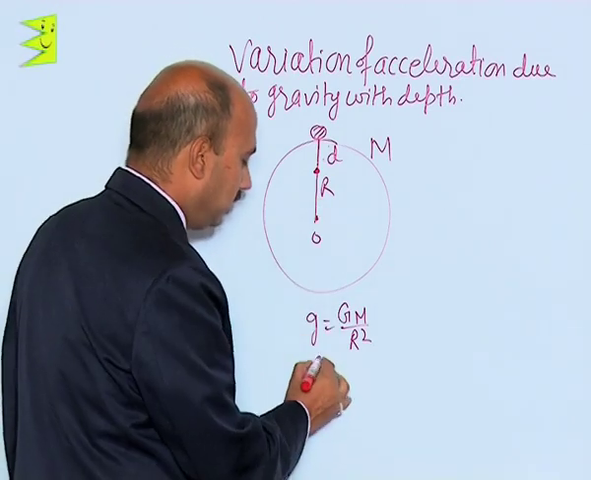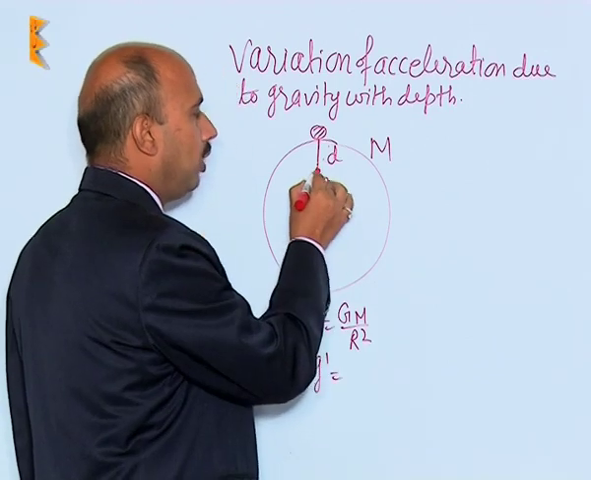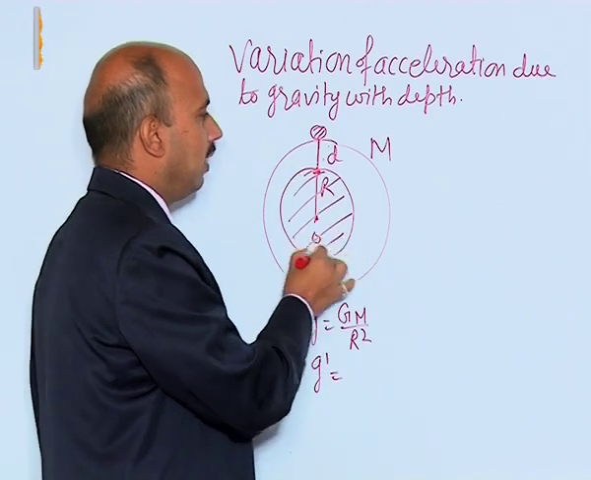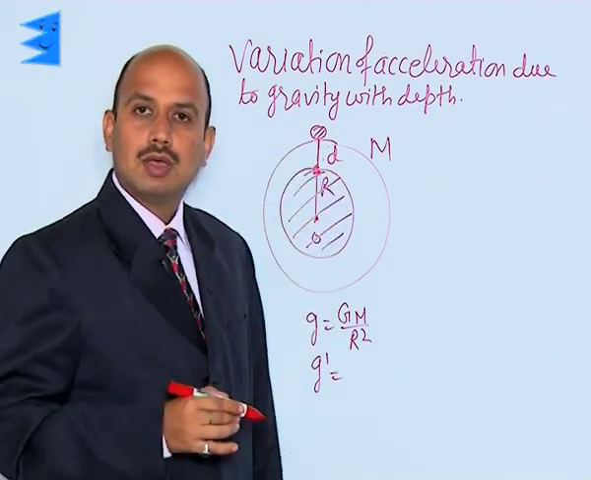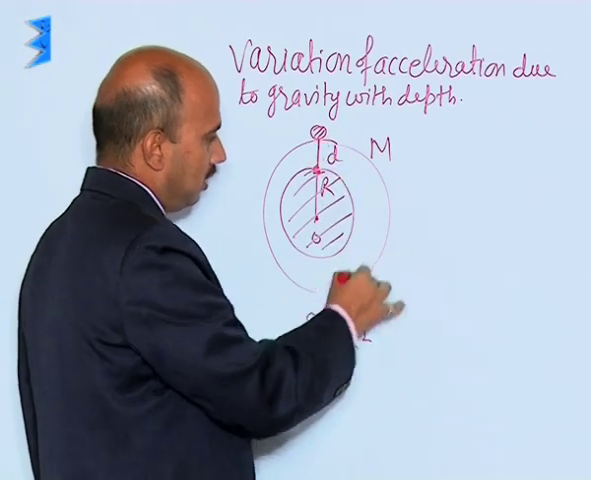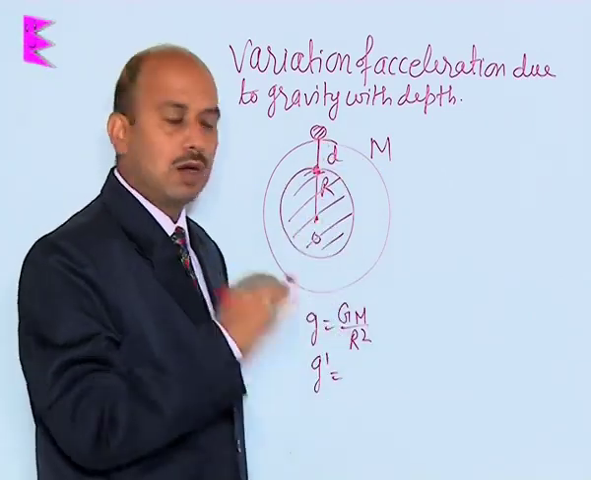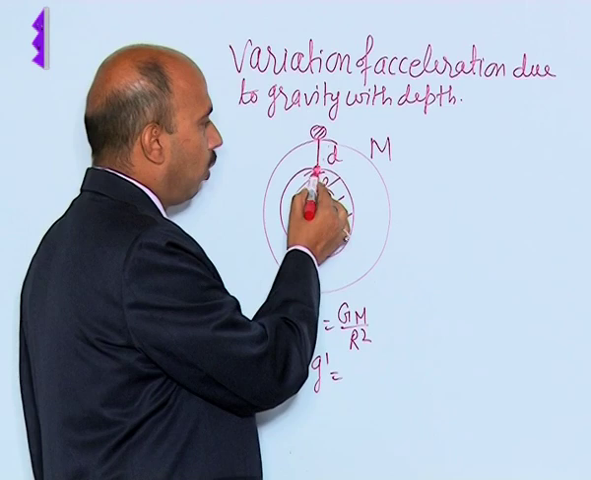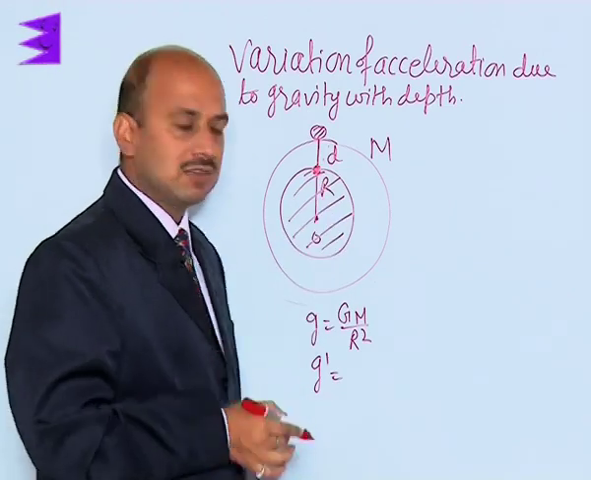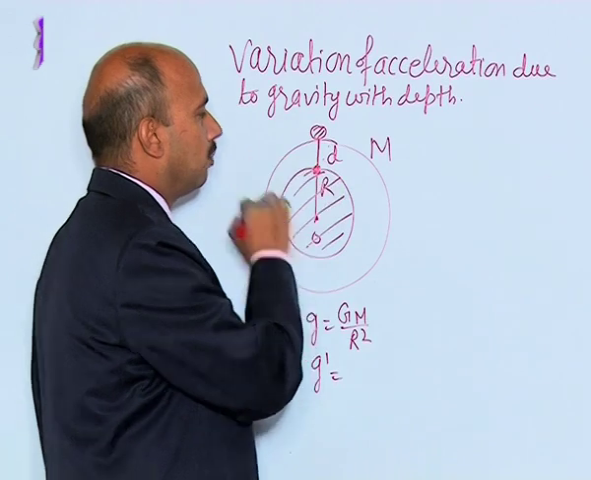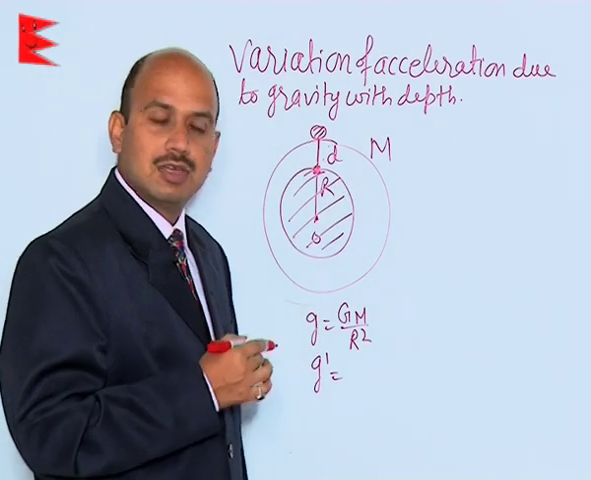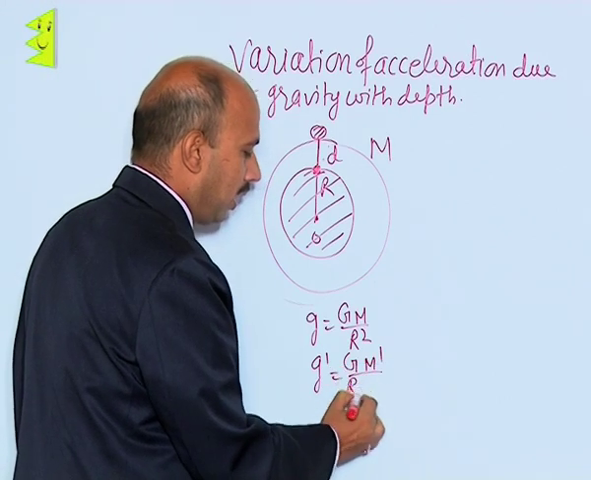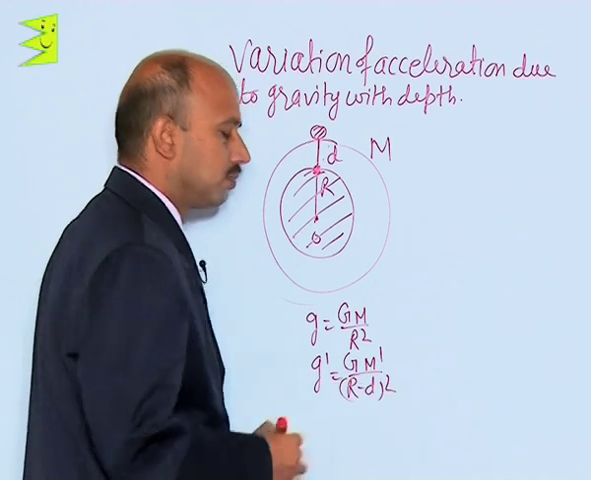So, we can write g dash is equal to, now when the body comes to here, this much mass of the earth applies the gravitational force on the body, and this body is inside the outer shell. Because of the outer shell, the gravitational force acting on the body will be 0. So, the body is on the surface of radius r minus d. So, the gravitational force acting on the body is due to the r minus d radius. Let its mass be m dash. So, we can write G m dash upon (r minus d) whole square.